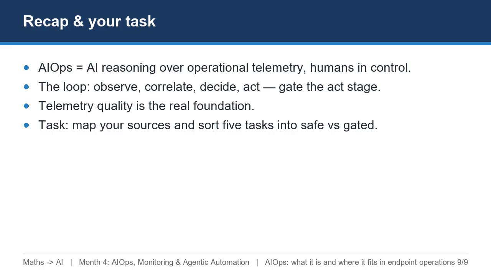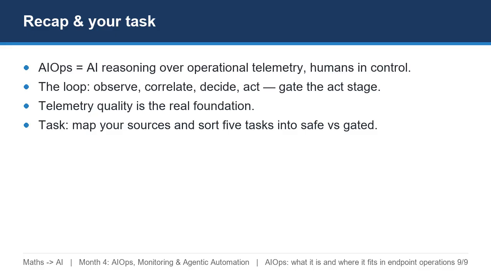Let's recap. AIOps is AI reasoning over your operational telemetry, with humans firmly in control of consequential actions. The loop is observe, correlate, decide, act, and you gate the act stage. Telemetry quality is the real foundation underneath it all.